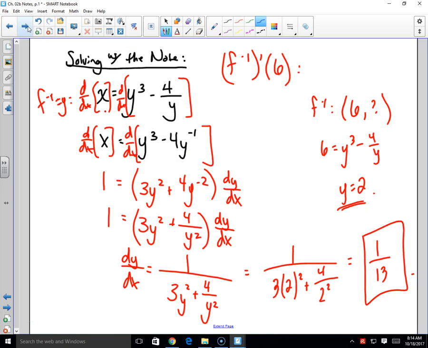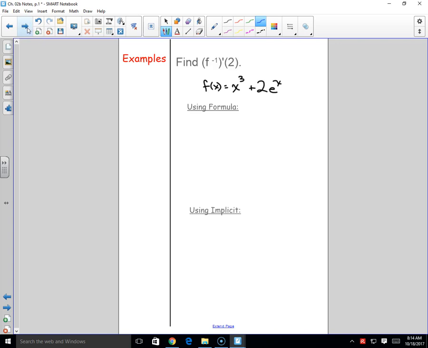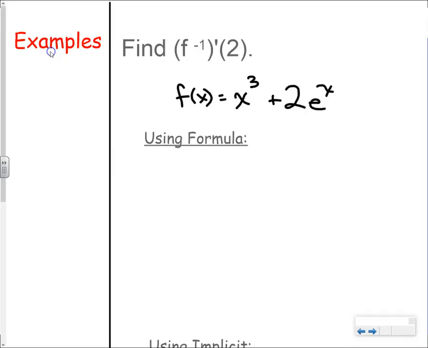That's with the formula. This one is with switching x and y and using implicit. They both lead you to the exact same place, and for both of them you need to come over, take the 6, set it equal to the x of the inverse, and solve for the y. So that's the same. What's different is how you find the derivative over here. Our example, we're going to do it two different ways. Let's start by using the formula.